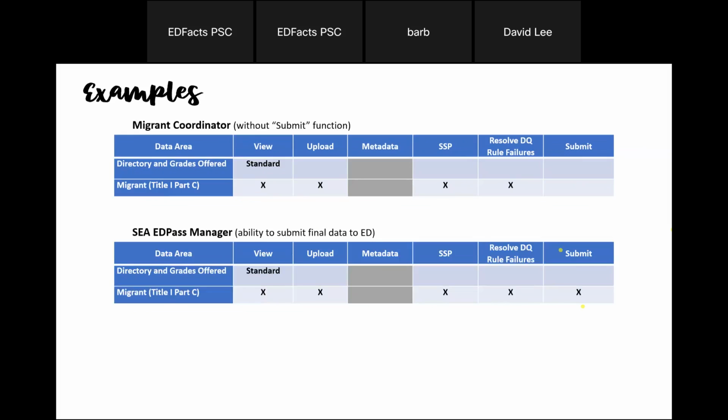And then the difference basically is that you would have the same access. So you and the migrant coordinator could work hand in hand and pretty much do everything together, or maybe you just hand it over to them and give them full access to migrant data. However, because they don't have any other access to other data areas, they won't be able to see any other data in EDPass.